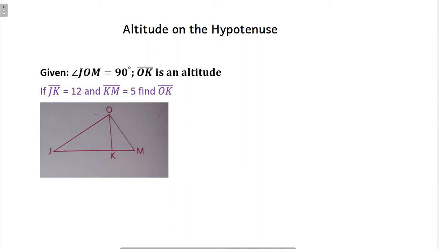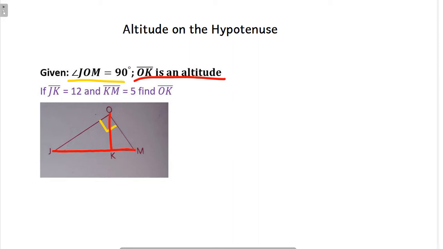So it tells us that angle JOM is 90 degrees. So JOM is right here. It's within a triangle. Anytime we have a 90-degree angle within a triangle, we have a right triangle. That's pretty easy. Then it gives us a little more information. It tells us that OK is an altitude. All right, so this segment OK is an altitude. What makes the relationships unique is that the altitude is drawn to JM, which happens to be the hypotenuse. And that's what we're going to investigate today.